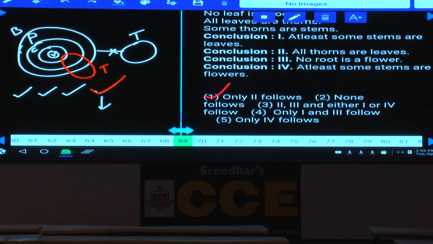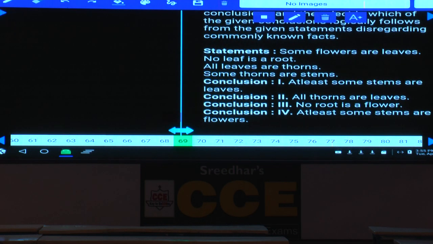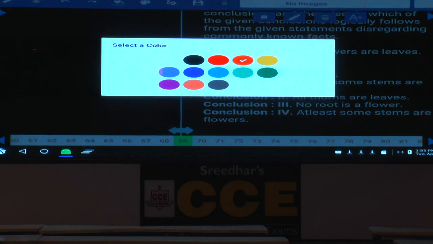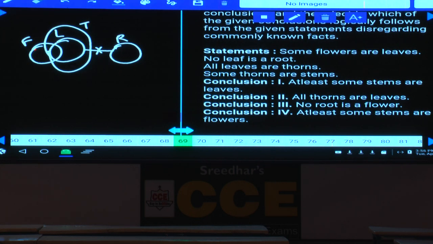Next one, question number 69. Now in this 69, the statements are some flowers are leaves. Some of the flowers are leaves can be represented like this, flower and leaf. And next one, no leaf is a root. No intersection between leaf and a root. And next one, all leaves are thorns. All these leaves are what? All leaves are thorns. And some thorns are stems. Some of the thorns are stems.